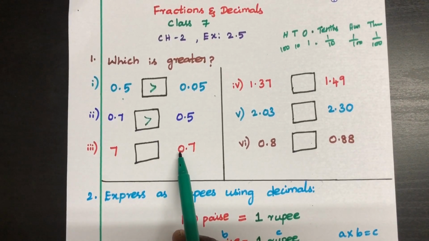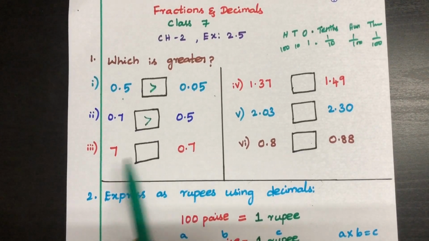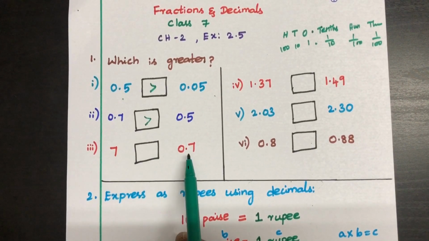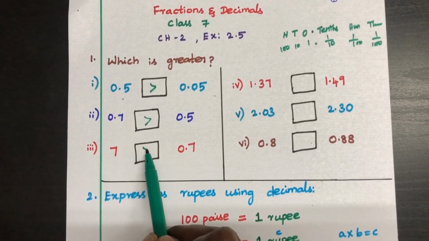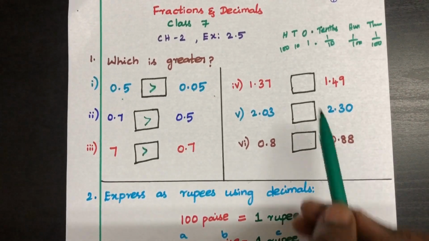7 compared with 0.7. 7 is the whole number. In this decimal number there is no whole number part. See, it is 0. So now compare 7 and 0. 7 is bigger. So 7 is greater than 0.7.